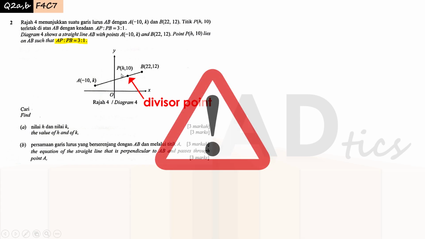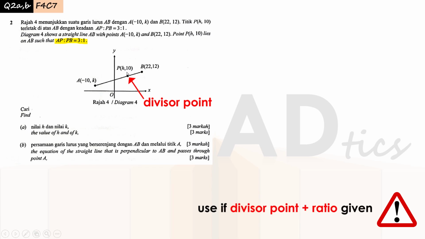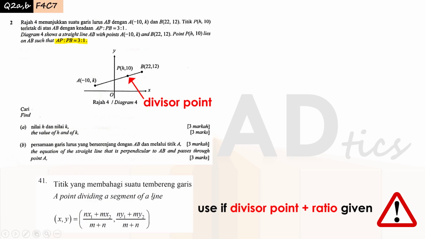Okay, so once we see a point which divides the line and is given the ratio, we can use one of the formulas in the formula sheet, which is this one. This formula basically helps us to find the point within the line if we are given the endpoints, let's say, for example, A and B, and the ratio. But this time it's the other way around. So here we have the point that divides the line, and we need to find back the coordinates.